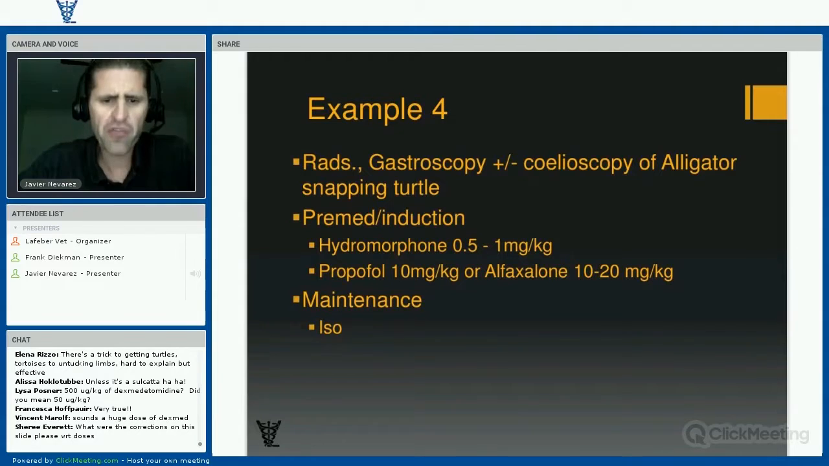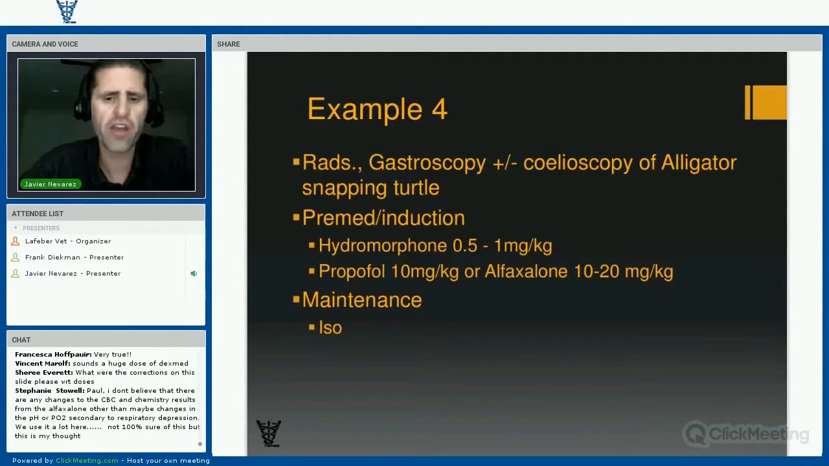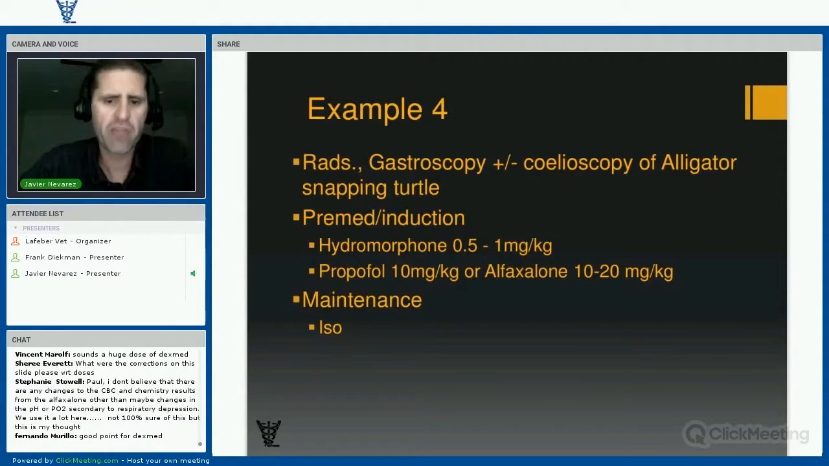And then this is a different approach to the same case, where you could also do hydromorphone for analgesia, and then you could do a propofol or alfaxalone induction, and then maintain them on isoflurane.